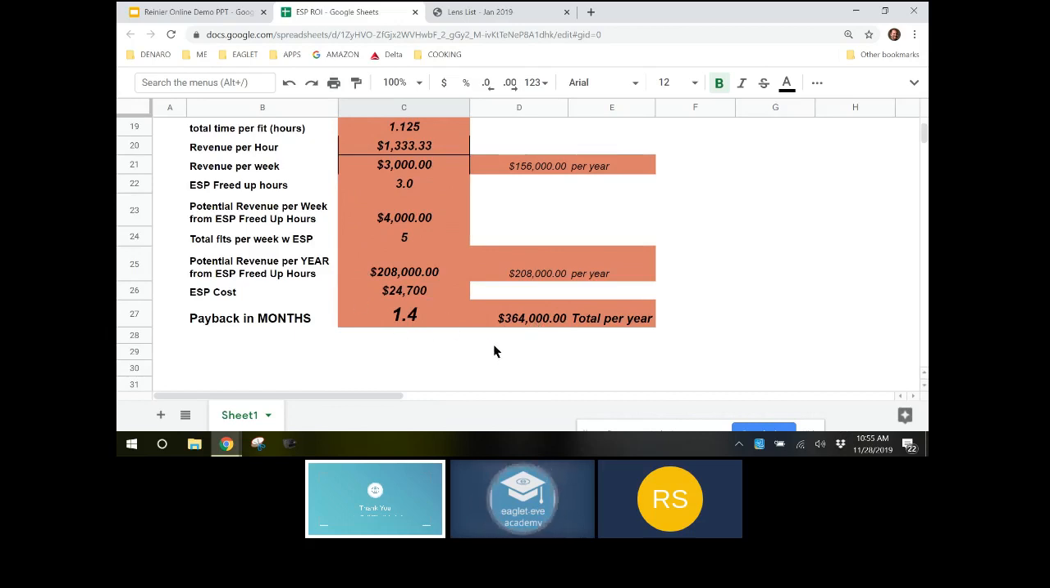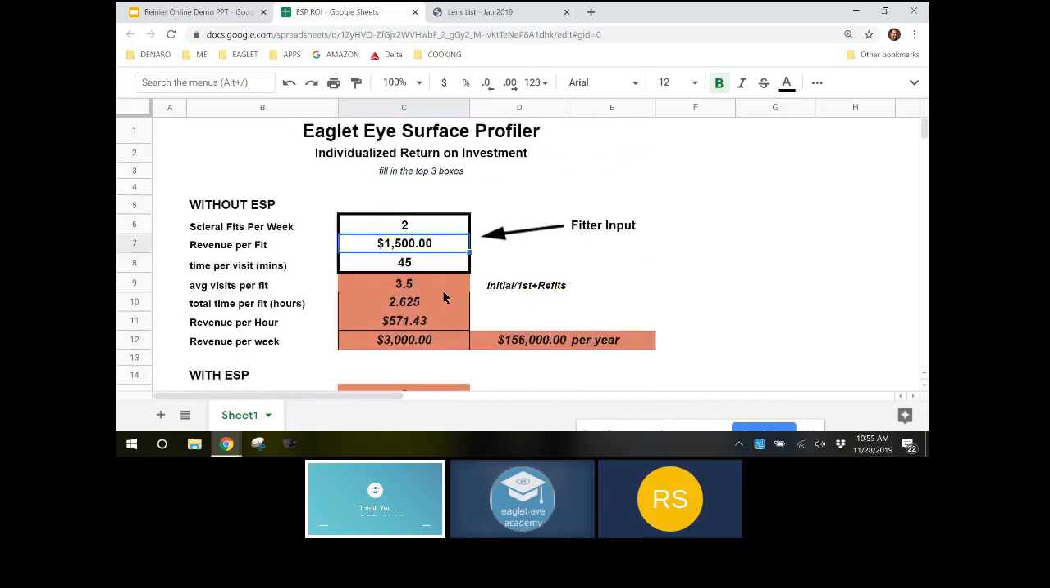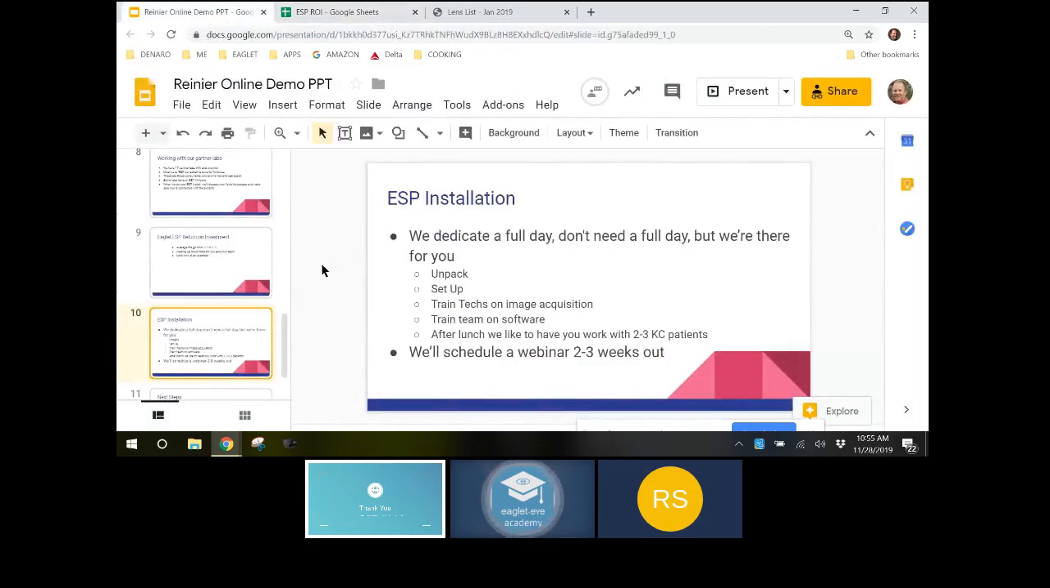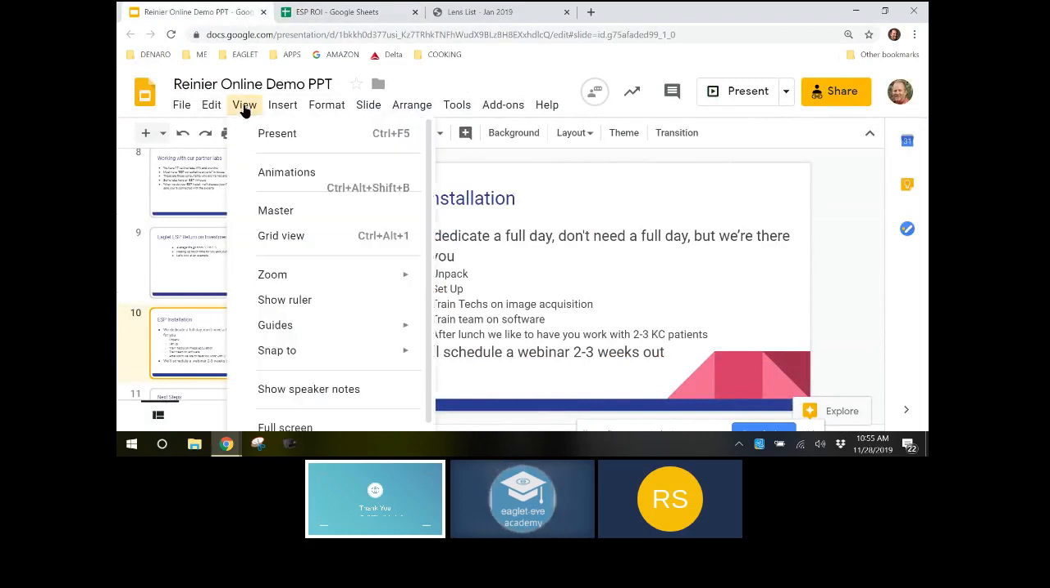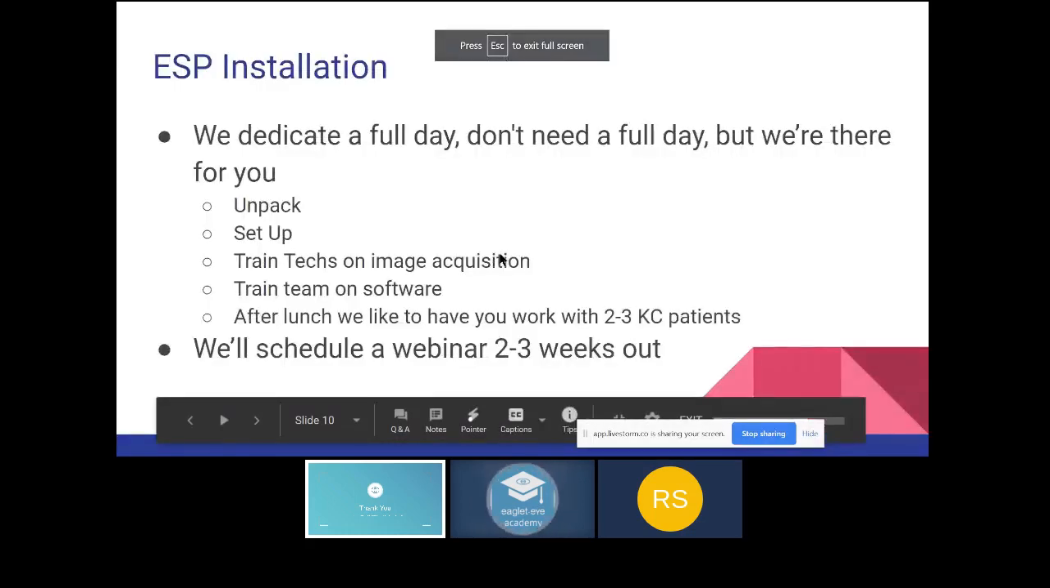I think when I used to run a small business, I would look for something less than a year return on investment. Clearly, we're there even with a conservative 2 fits per week. So I hope that is in agreement with you guys. So let's jump back to my presentation and we'll stick here for the rest of the thing.